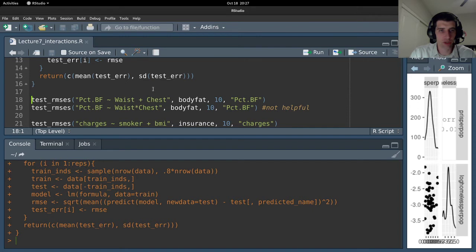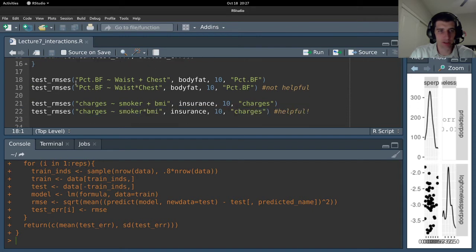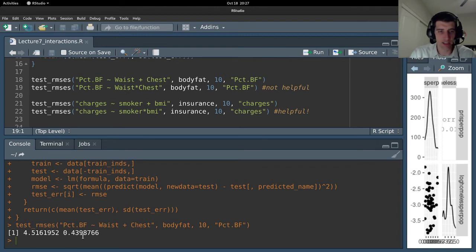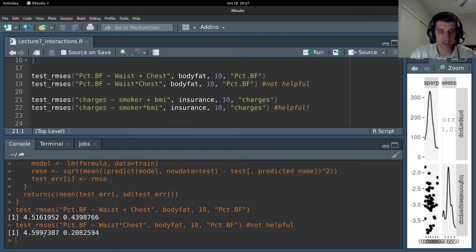And so what I'm going to do here, I'm going to take my test RMSEs. I'm going to predict percent body fat from waist and chest, and here I'm going to do the factor crossing. The only difference between these two is one of them includes an interaction term and one of them does not. So here I have the mean and standard deviation of the 10 test RMSEs, and here I have the mean and standard deviation of the other 10 RMSEs, and I see that my sample mean for test RMSEs has gone up. Adding the interaction term actually gave me a worse model from the perspective of the sample mean of these 10 testing RMSEs. So it's not helpful.